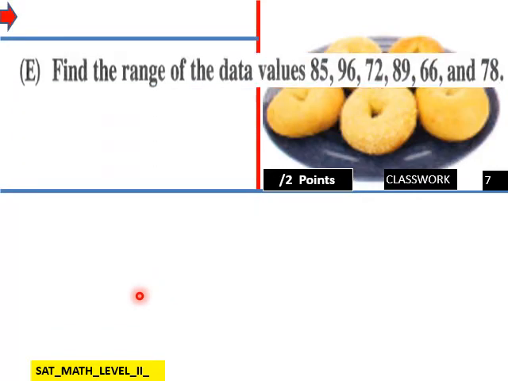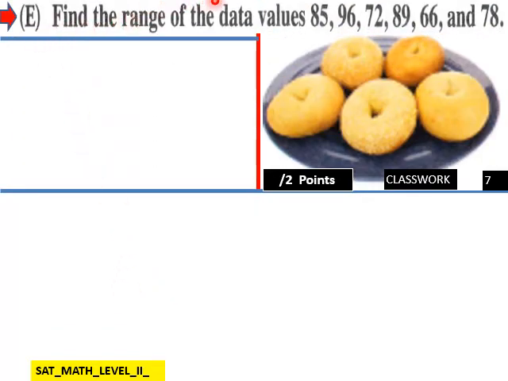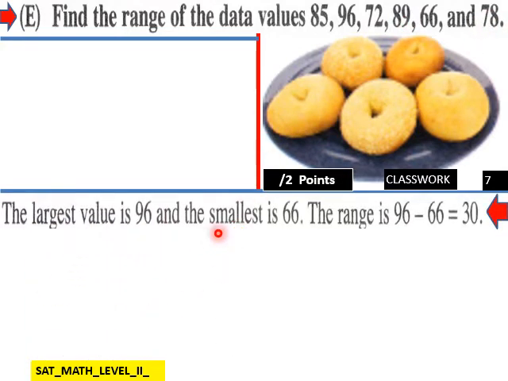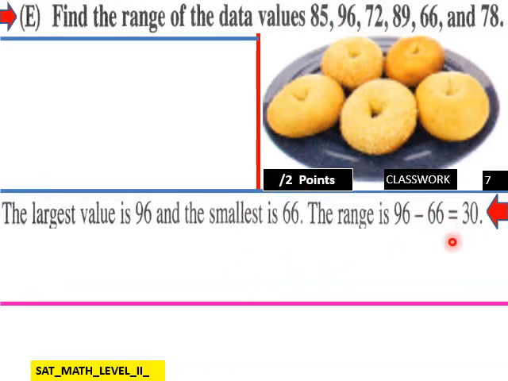So let's get into an example of that. Find the range of data values here: 85, 96, 72, 89, 66, and 78. So the largest value here will be a 96. Here's our largest value. And the smallest will be a 66. So the range will be a 30.